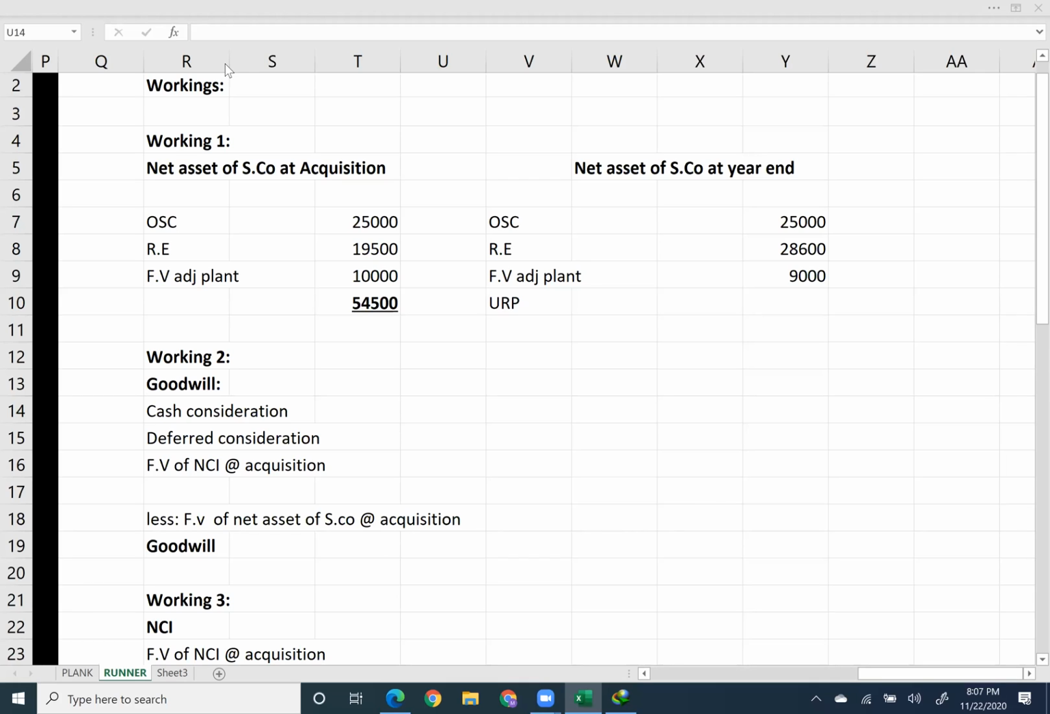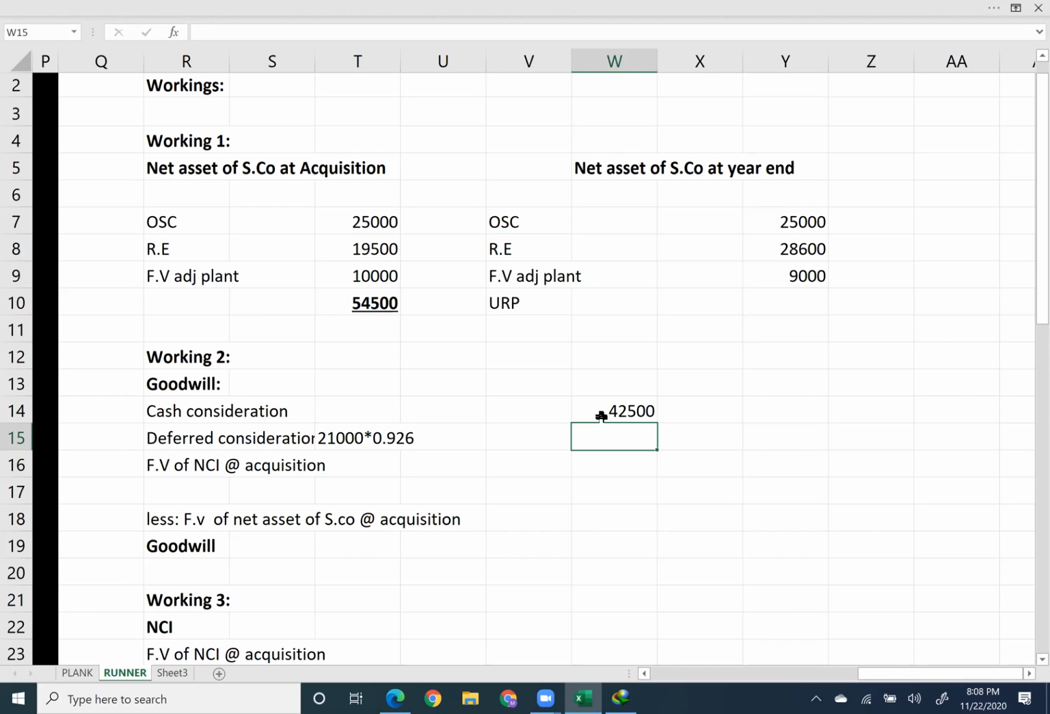Come on, a little focus now. For the goodwill calculation, we have to write the COI. In COI, first of all, we'll write cash consideration. Our cash consideration was 42,500. Now, we need to do deferred consideration. How are we going to do it? 21,000 times 0.926. You remember this? You have to do this for deferred consideration.